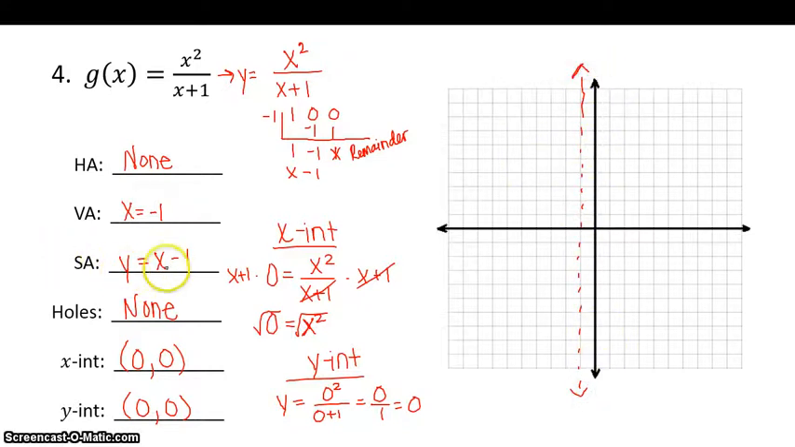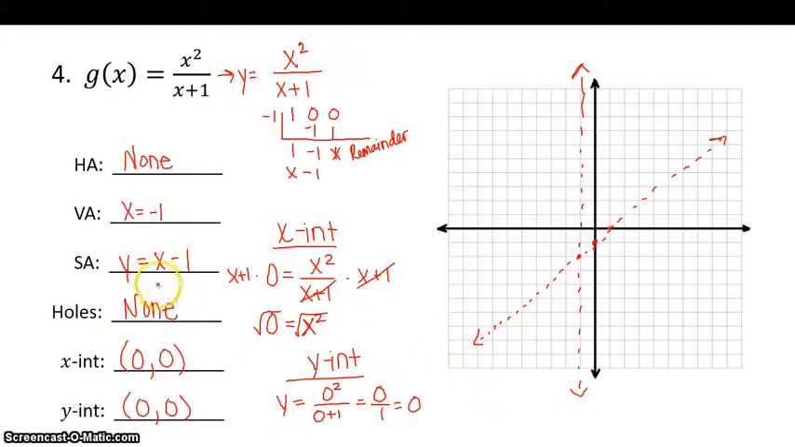Now our slant asymptote is x minus 1. So you're just going to graph that like your slope-intercept form. So your b value is -1, so that's your y-intercept. And then slope says to go up 1 over 1. And so I'll do that on both sides. So this is your slant asymptote. So you still want it to be dashed because it is an asymptote.